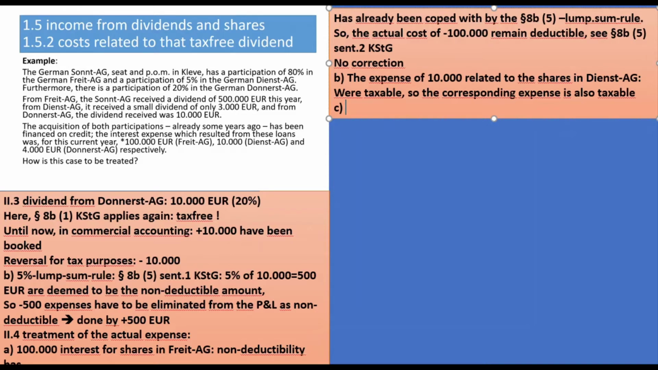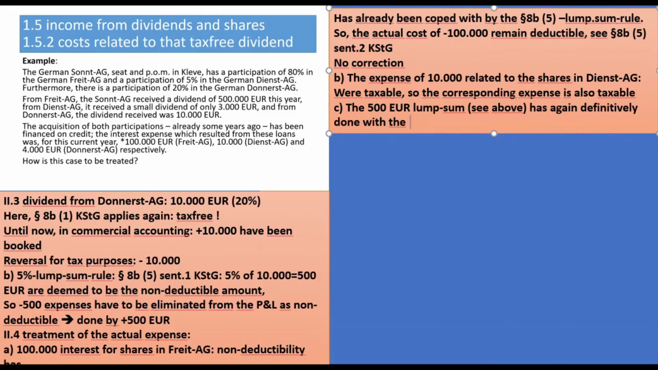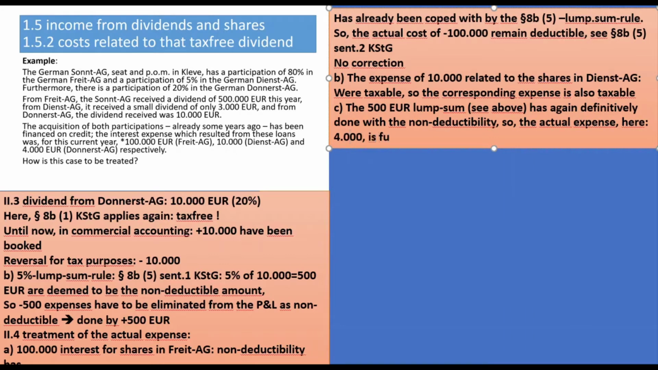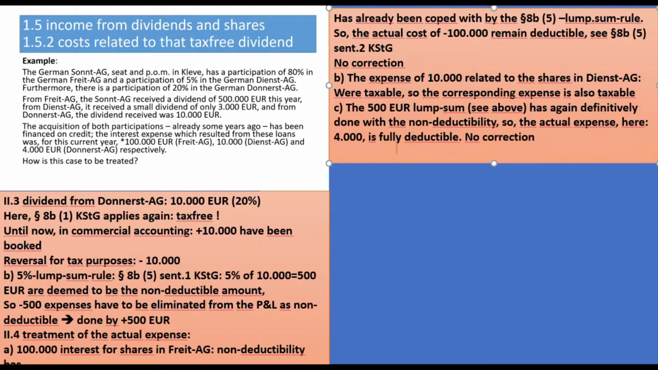And number 4, well, the 500 euro lump sum, see above, has again definitively done with the non-deductibility. So the actual expense here, 4,000, is fully deductible. No correction is made.